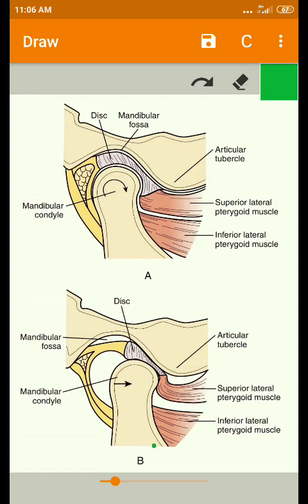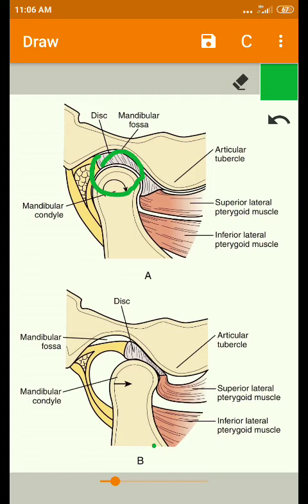So we have four joints on both sides, isn't it? Now how is it going to occur in all these parts? The motion at each temporomandibular joint follows a similar pattern. So whatever movement is taking place on the right side, the same movement is taking place on the left side also, during opening of the mouth, called depression, and closing of the mouth, called elevation.